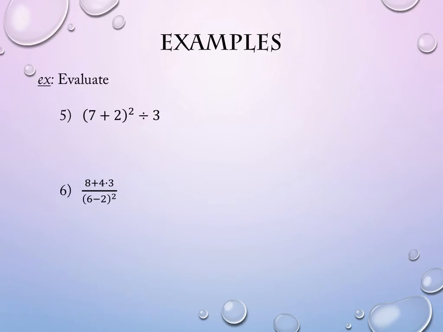Okay, looking at 5. What is the very first thing I will do? The inside of the parentheses, which says I'm going to add the 7 and the 2, right? So 7 plus 2 is 9. So now I have 9 squared. You can keep the 9 in parentheses if you like it there, but you don't have to. Now what do I do? What's my next step? The 9 squared, right? It is 81. Yes, and then divide by 3 to give me 27.